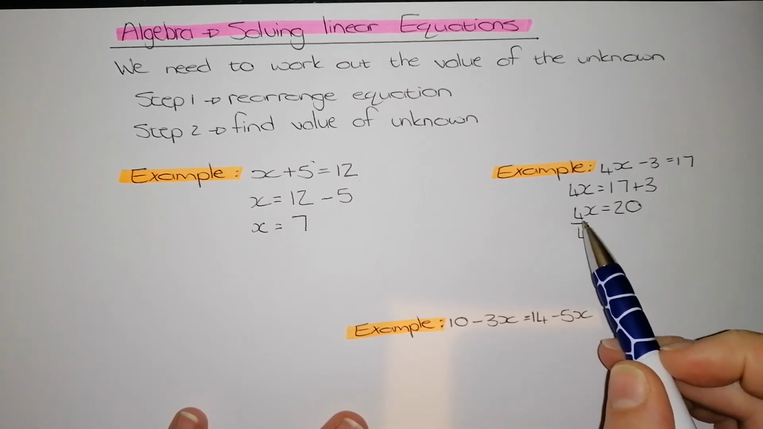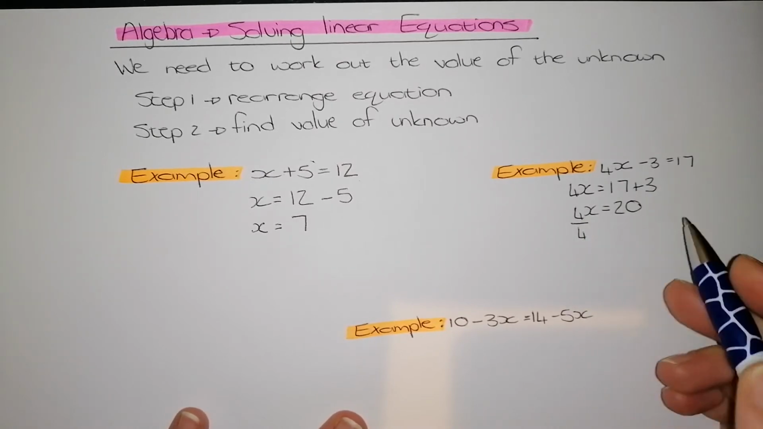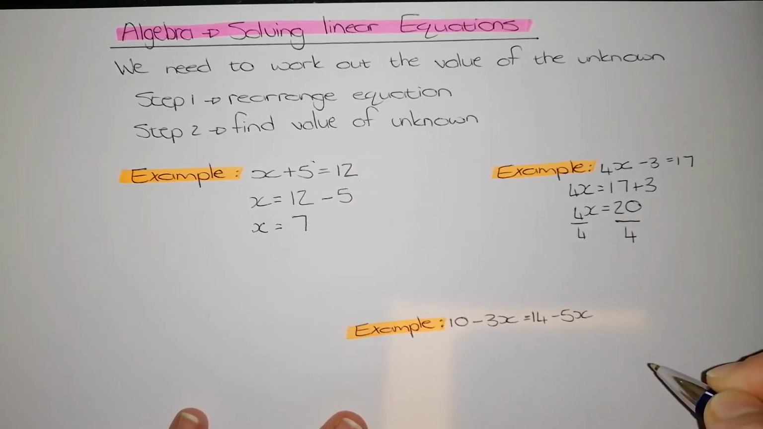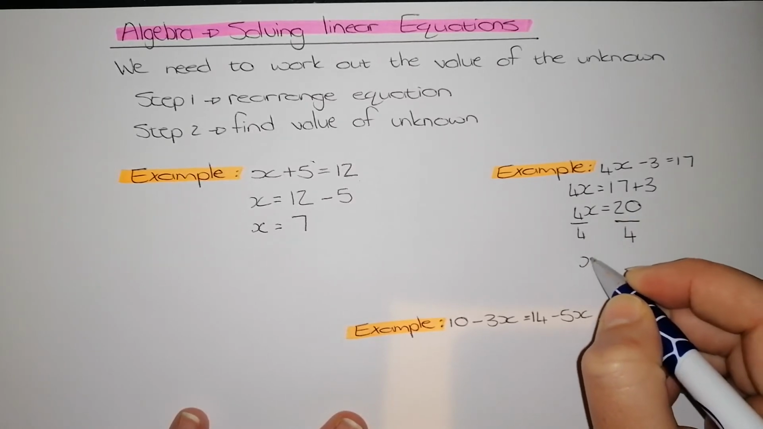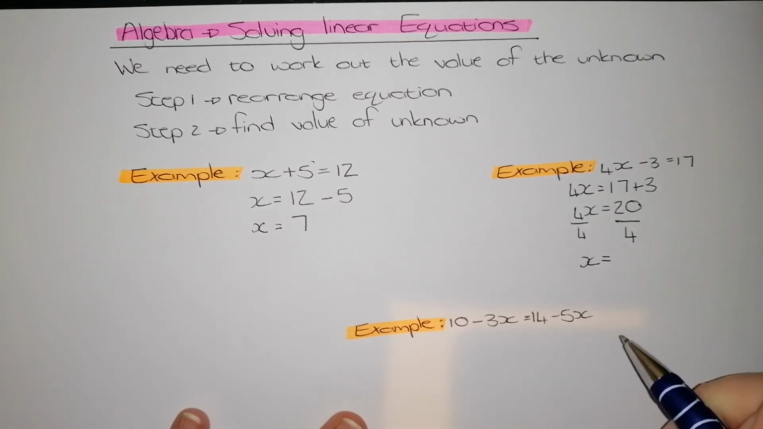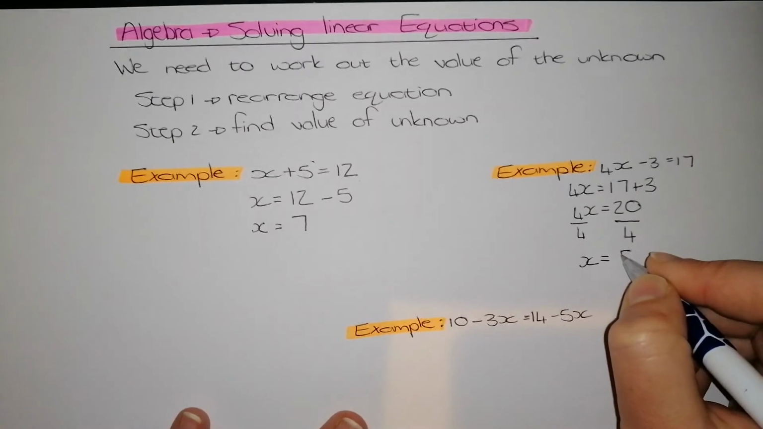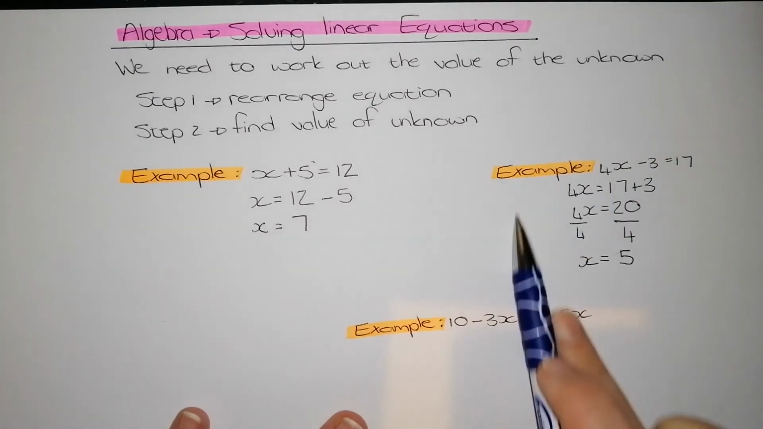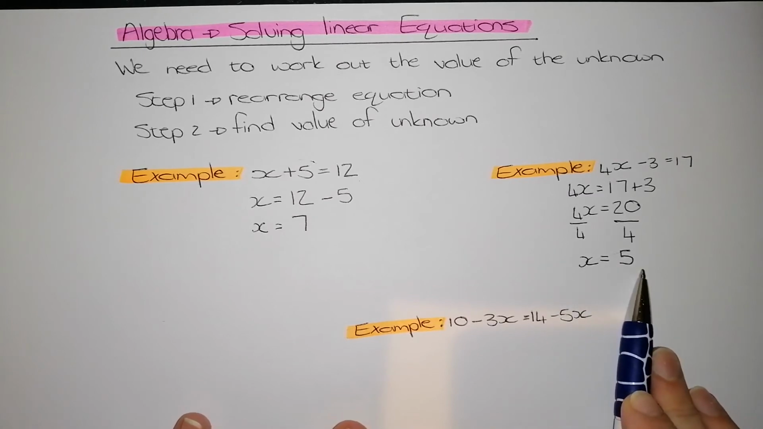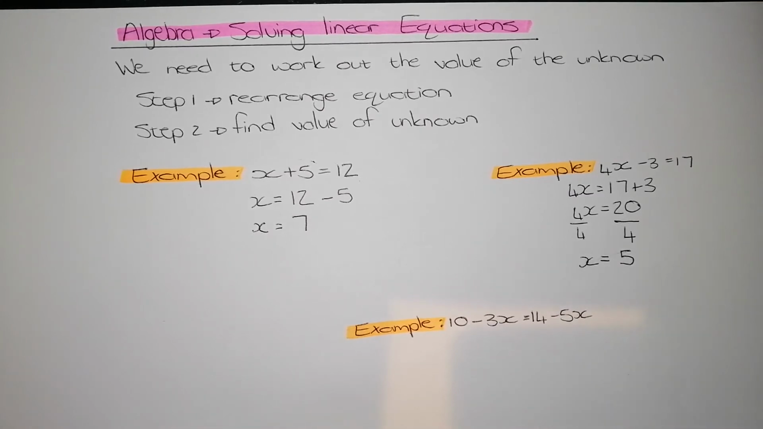What I do on the left-hand side, I need to do on the right-hand side as well. So therefore, I need to divide my 20 by 4 as well. Finally, my answer is going to be x. What is 20 divided by 4? You will get 5. And in this example, my x value, my unknown value, is equal to 5. Right, let's do the last example.